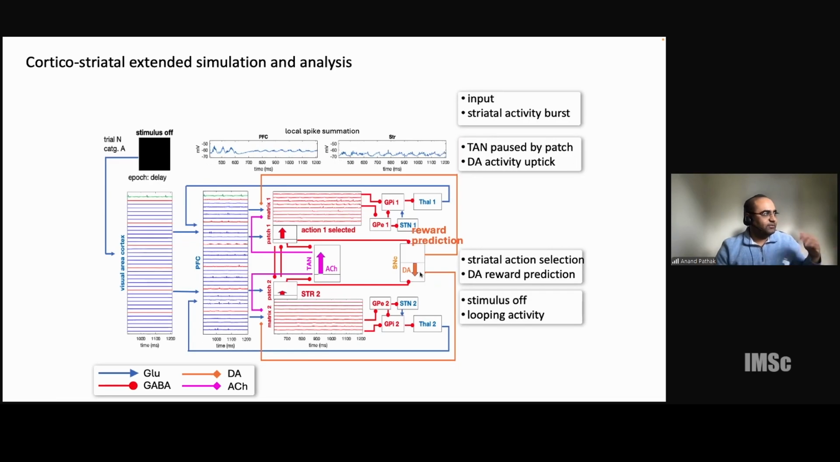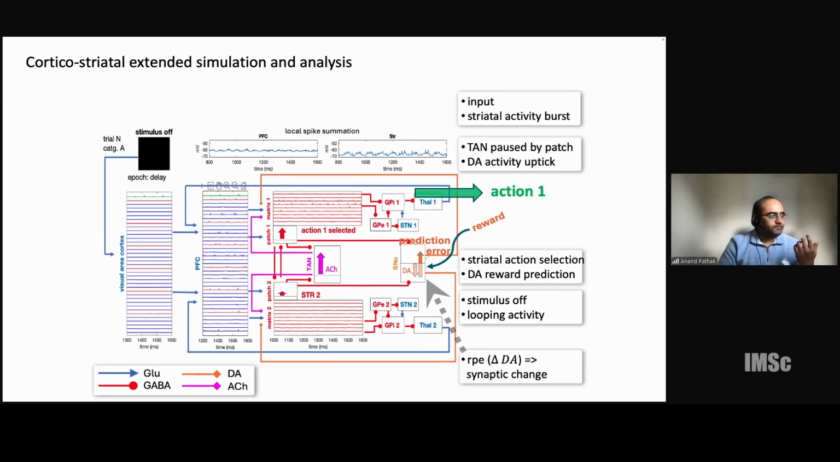And then the stimulus goes away, and for 1 second there is loop activity. The activity persists in this loop, so that it's kind of working memory. And then there's an action, and then there's a reward, and based on the reward, there's a prediction error, which is the net change in the dopamine. Dopamine is released here. So the corticostriatal synapses are getting updated based on the dopamine.